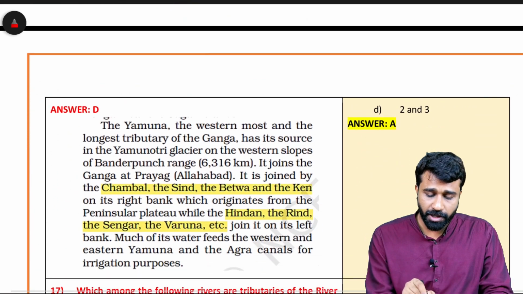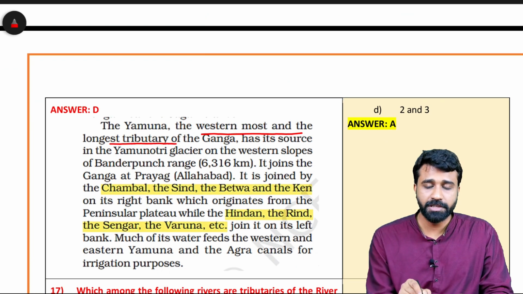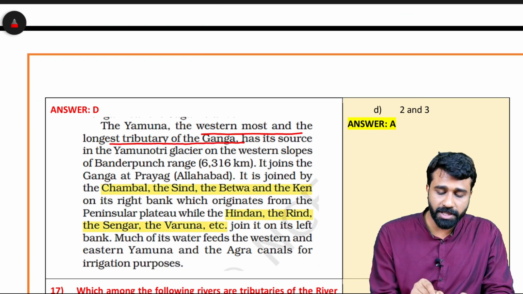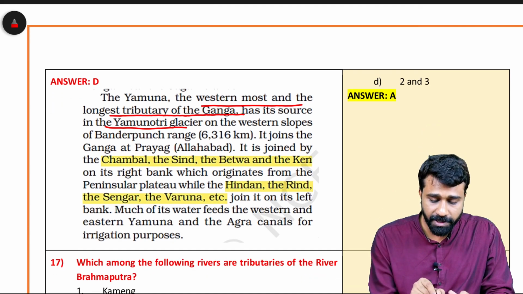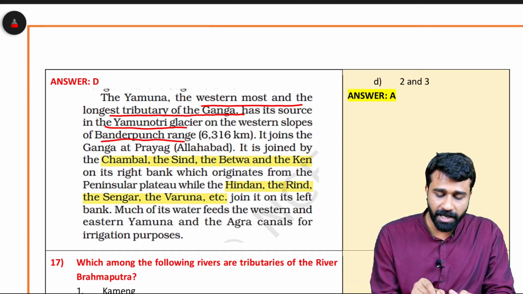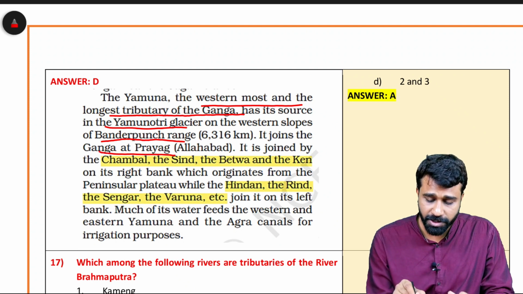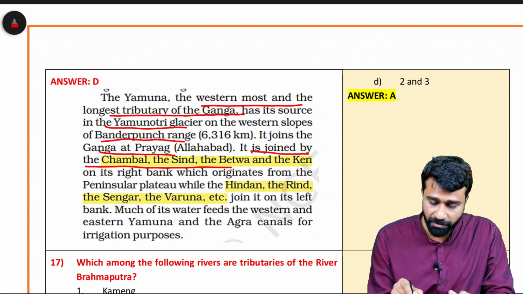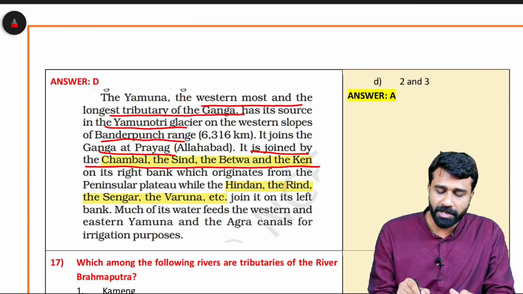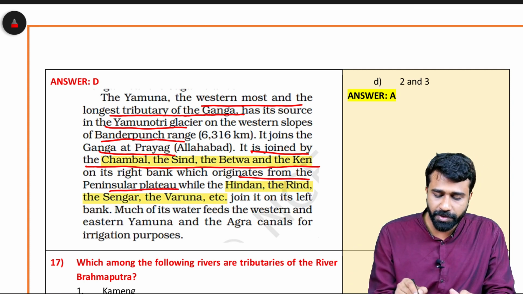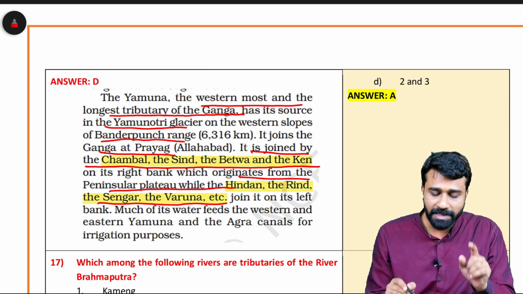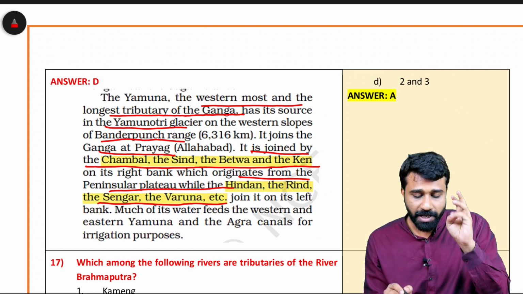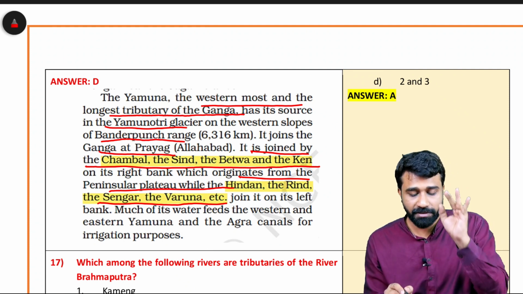Yamuna, the westernmost and longest tributary of Ganga, has its source in the Yamunotri glacier on the western slopes of the Banderpunch range. It joins the Ganga at Prayag, that is, at Allahabad. It is joined by Chambal, Sindh, Betwa and the Ken on its right bank, which originate from the Peninsular Plateau, and Hindon, Rind, Senghar and Varuna, etc. So, Hindon, Rind, Senghar, Varuna, and Chambal, Sindh, Betwa, Ken.